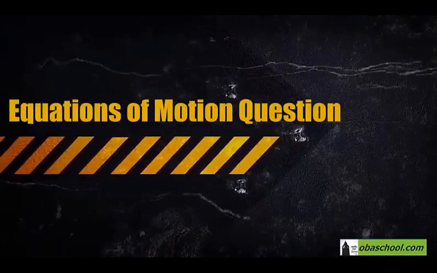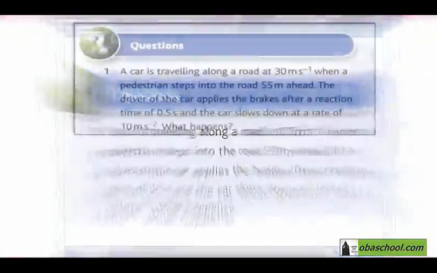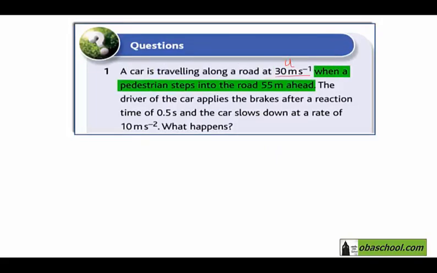Equations of motion question. The question says, a car is traveling along a road at 30 meters per second. 30 meters per second here is the initial velocity u.